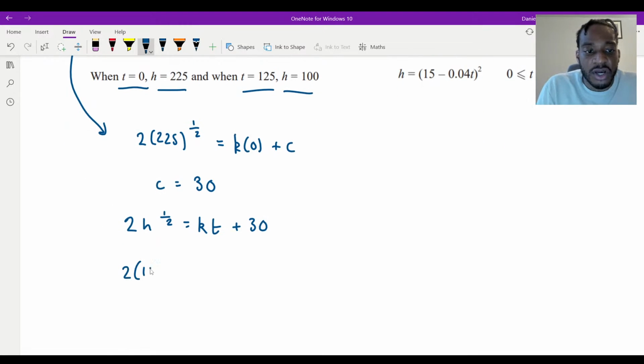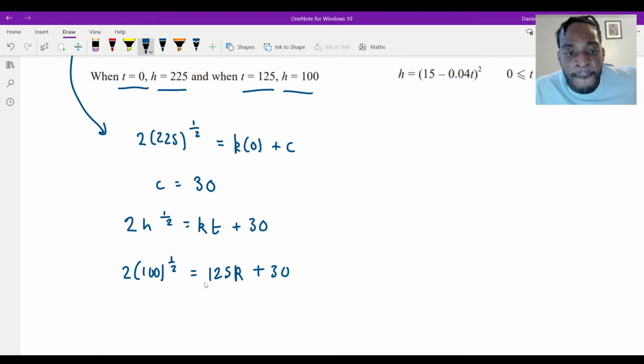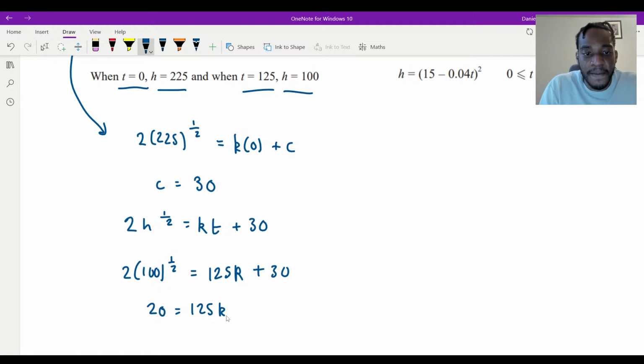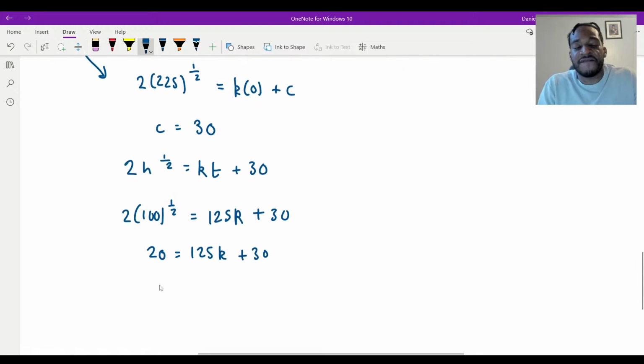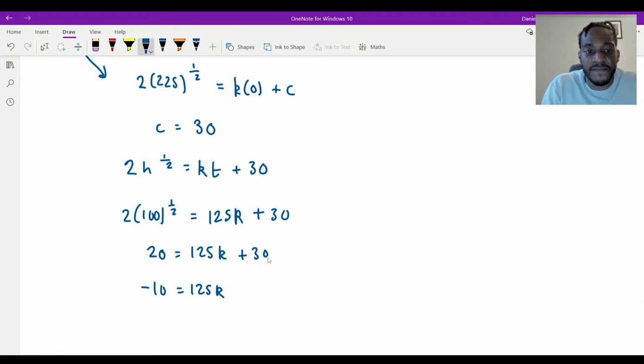Doing this is going to be 2 lots of 100 to the power of 1 over 2 is equal to, t is 125, so it's going to be 125t plus 30. Let me just double check. 125t, sorry, should be 125k, isn't it? Because t is 125, and I'm trying to figure out what k is. Working this out, that's just the square root of 100, which is 10. 2 times 10 is 20. It's equal to 125k plus 30. If I move the 30 over, that's going to be minus 10 is equal to 125k. And then dividing by that will give me the answer.